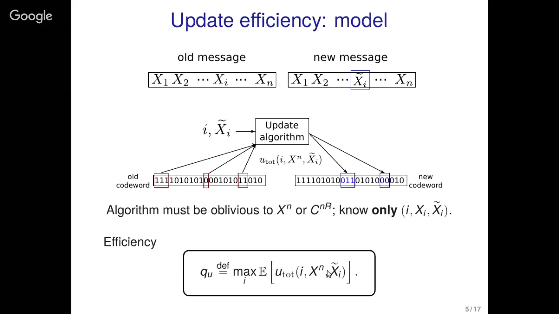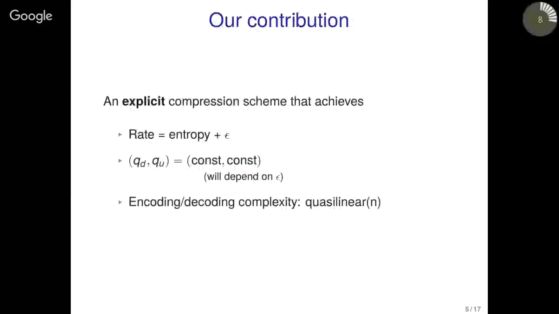The main contribution of this work is the following. We design an explicit compression scheme which achieves a rate close to the entropy of the source. So the rate is equal to the entropy plus some small constant epsilon. This achieves a Q_D, Q_U pair which are constants independent of n, but these constants can depend on epsilon. The overall computational complexity of encoding and decoding is quasi-linear in n.